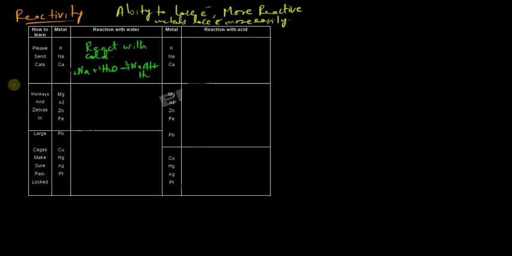Then the metals from magnesium to iron do not react with water, rather they react with steam. They are less reactive and they don't form hydroxides. For example, zinc reacts with H2O. Remember, H2O over here is liquid, but here we have H2O gas. It's steam, so we get zinc oxide plus hydrogen gas. Metals below iron, from lead onwards to platinum, have no reaction with water or steam, because they are less reactive and have less ability to lose electrons.